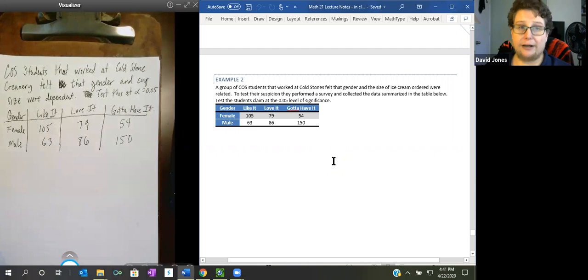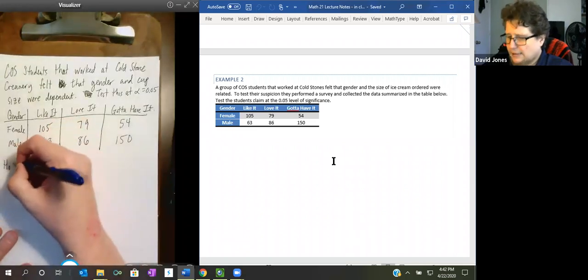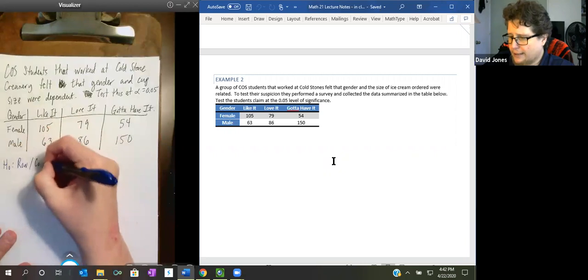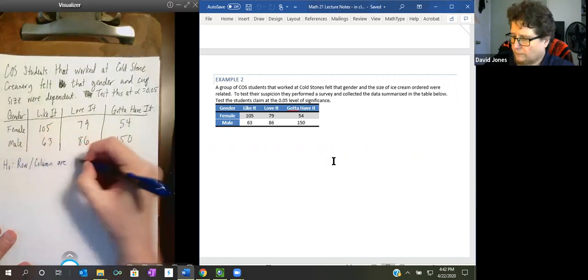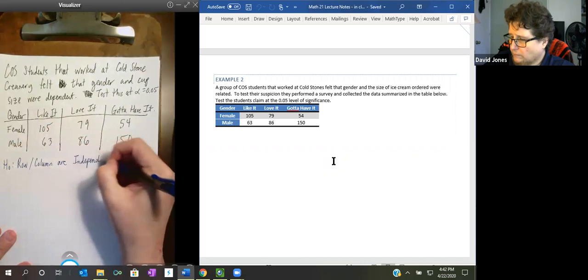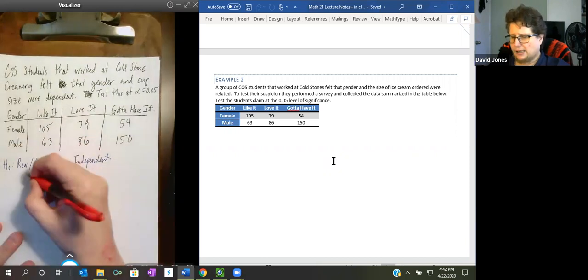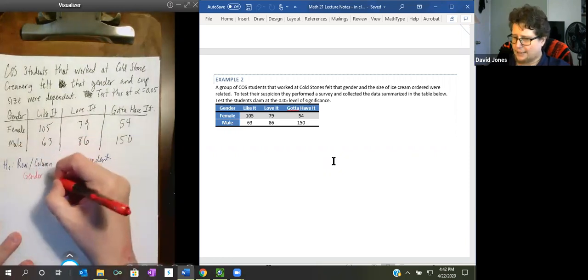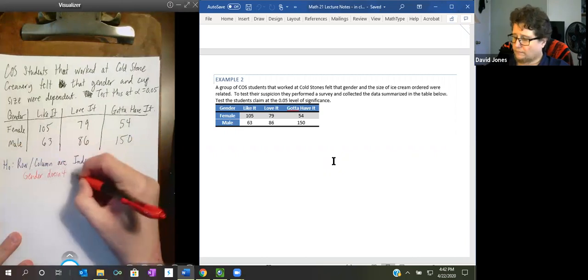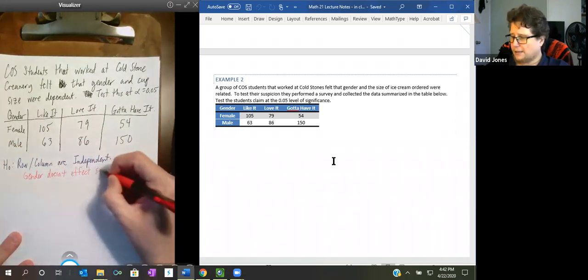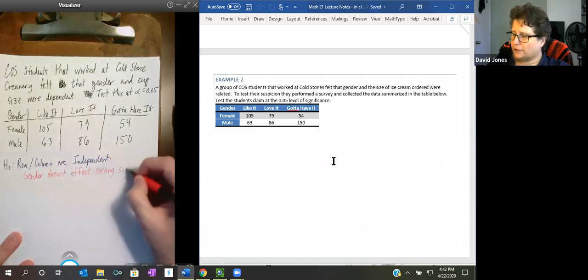Does this meet the criteria? Is every category bigger than 1? Yep. Are any of them less than 5? Nope. We're good. So, H0. Remember, row and column are independent. Which means in this case, gender doesn't affect cup size. Or serving size is a better way. Not everybody puts it in a cup. You might get a waffle cone or something like that.